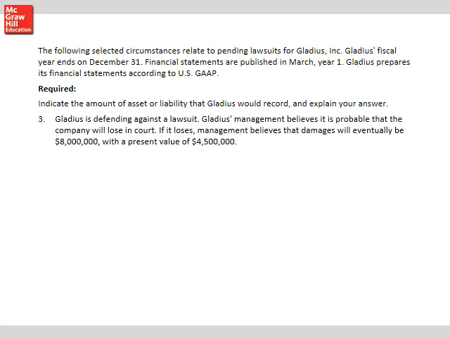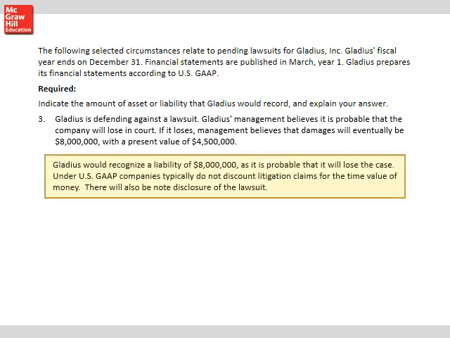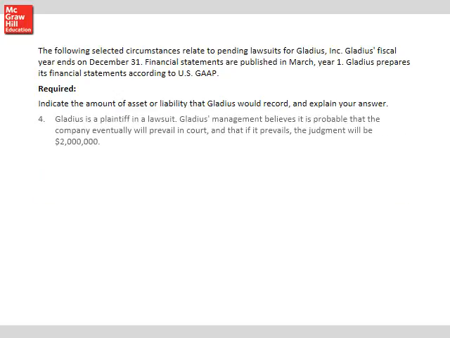Number 3, this is where we believe it is probable we will lose in court, and the management believes the damages will eventually be $8 million with a present value of $450,000. We would recognize a liability of $8 million as it is probable we will lose the case. Under GAAP, companies do not discount litigation. Note, they do under IFRS. Right? You record the present value under IFRS. There is also a disclosure note that will be made for the lawsuit.